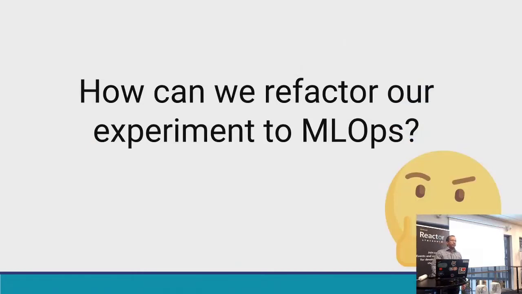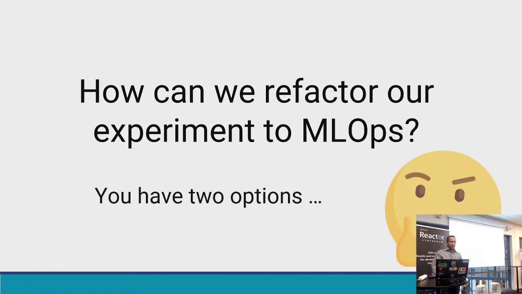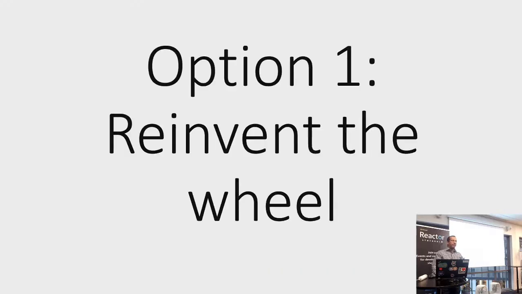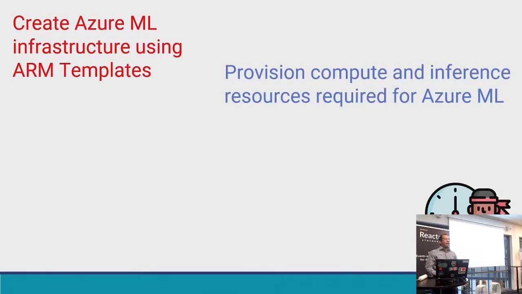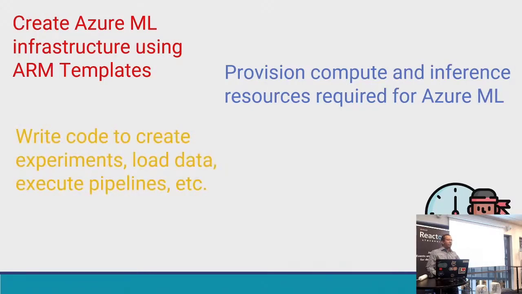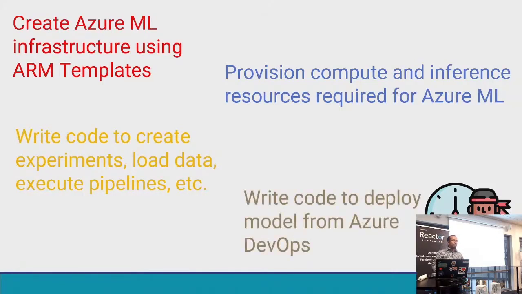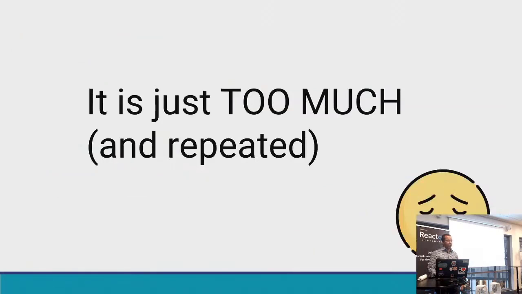So how can we do that refactoring? There are two ways. The first option is to reinvent the wheel, which means you do everything from scratch. You create all the required ML infrastructure yourself using ARM templates, Terraform, or whatever. You provision the required machine learning processing resources, because for those experiments to run you need resources. Then you write the code to create the experiments, load the data, and perform all that. You also need code to deploy things from Azure DevOps. It's a lot of work, actually. It's too much to do.